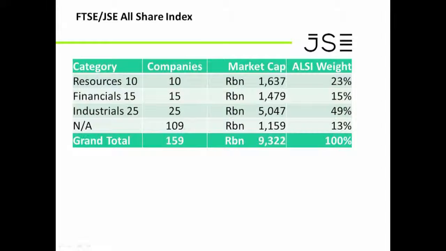If you look at the breakdown, our Resi 10 index covers 1.6 trillion rand of that 9.3. 1.4 for financials, 5 trillion for industrials, and then the remainder sits in that not applicable. There's 109 companies, and they are the same weights again.